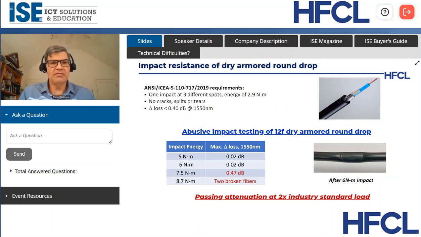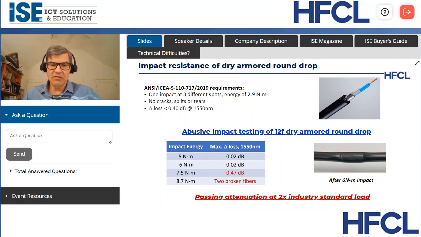Then, in the spirit of seeing where these things fail, and also because when you have a lab it's kind of fun to try to break things, we did abusive impact testing of the same cables. The requirement is you hit the cable with impact energy of 2.9 Newton meters at 3 different spots, dropping a weight from a 1 meter height. The jacket can't crack, split, or tear, and the same attenuation requirement applies.